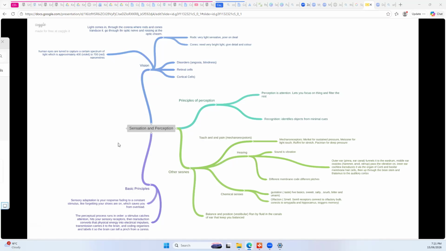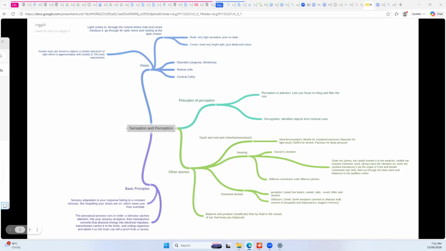I noted that different parts of the membrane code different pitches, which is the same coding idea from the basic principles showing up again. And for touch, I explained the mechanoreceptors and what each one is for: Merkel for sustained pressure, Meissner for touch, Ruffini for stretch, Pacinian for deep pressure, etc.